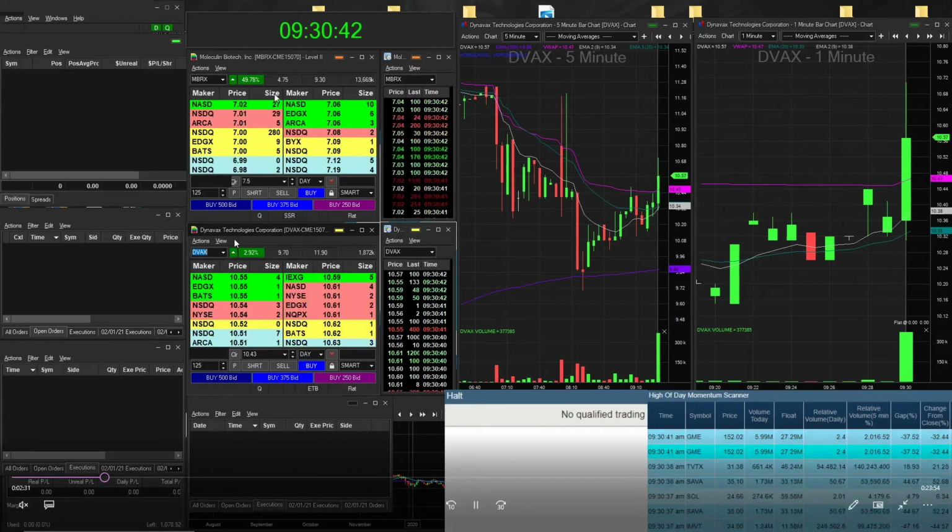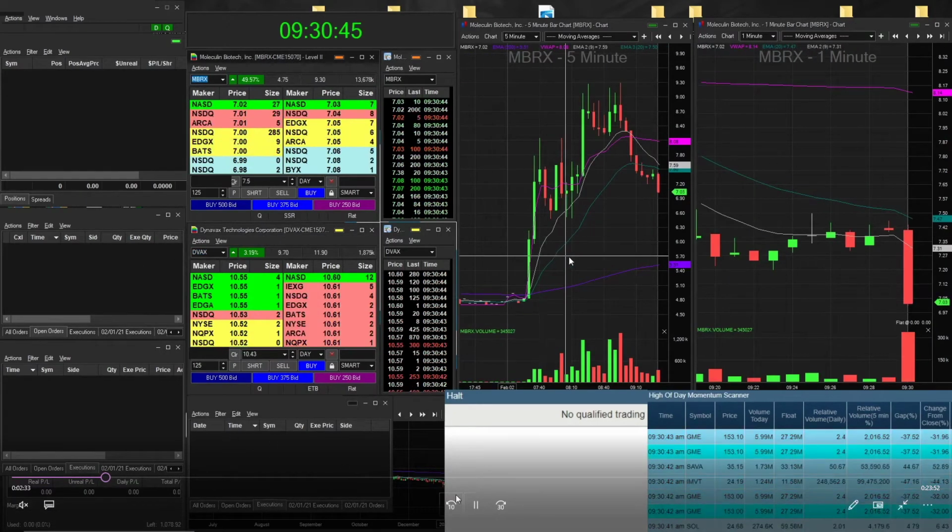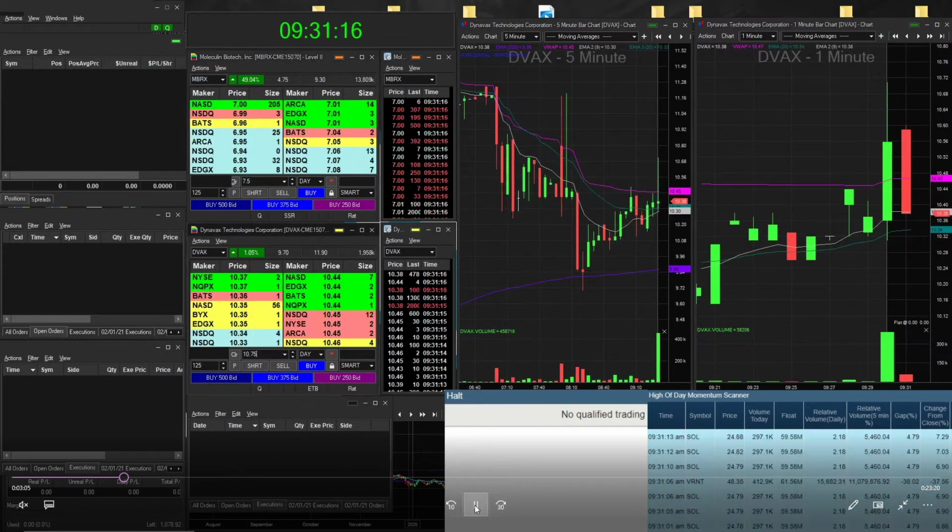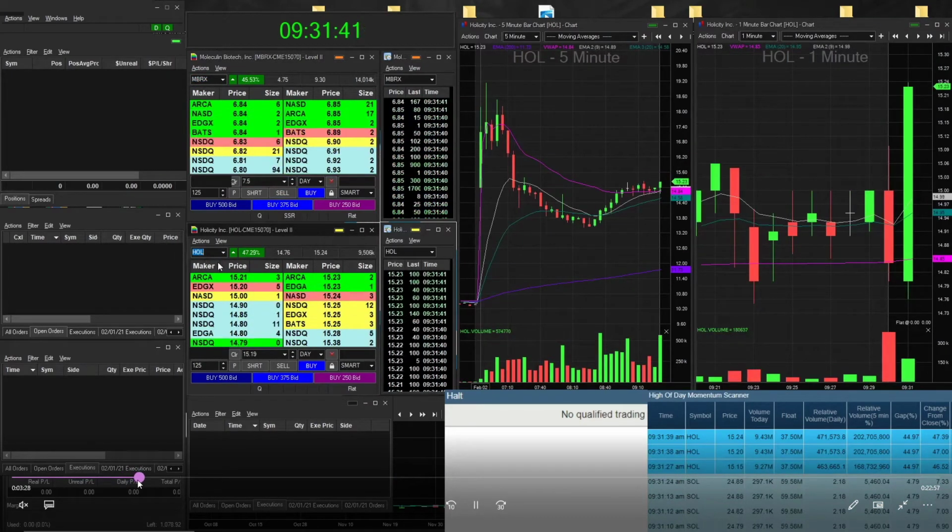So yeah, that's why that's there. So let's go to our first trade. Our first trade is at 3:40. Okay. Our first trade is on HOL, which was also on the gap scanner. I think it was the third leading gapper.